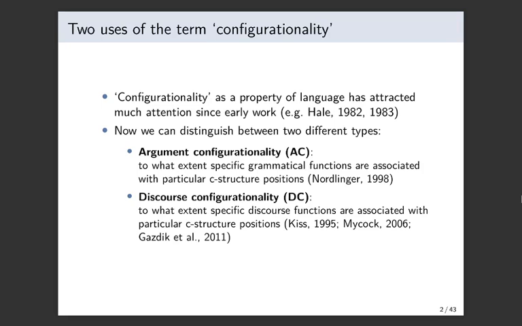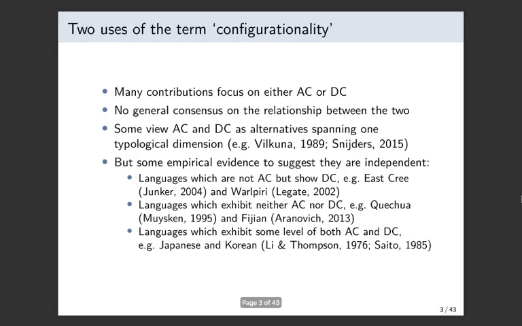And we can distinguish that from the second type, discourse configurationality, or DC, namely to what extent specific discourse functions are associated with particular C structure positions. Now, many of the contributions on configurationality focus on either AC or DC, and there's little general consensus on the relationship between the two types.